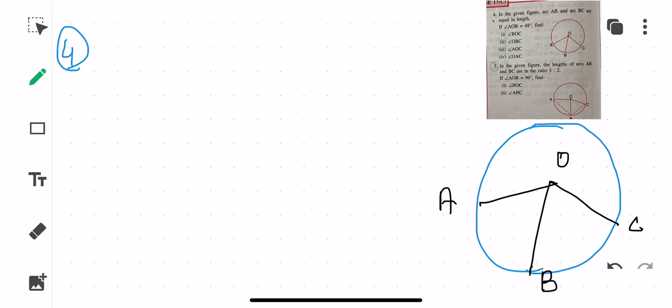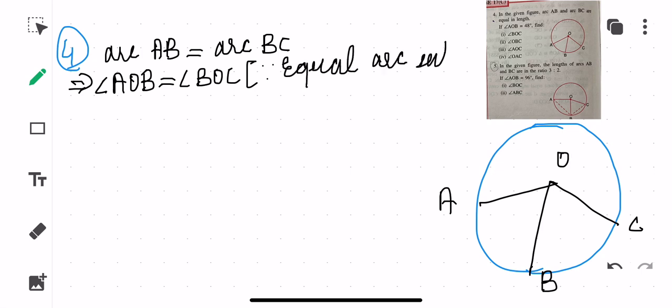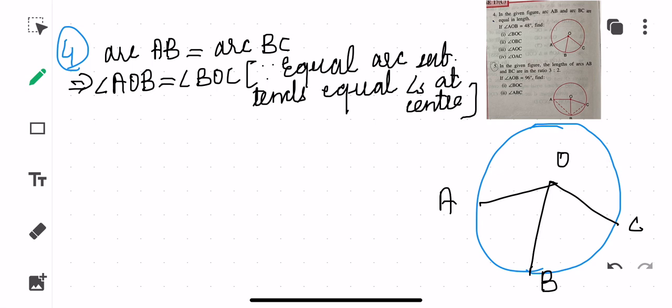Here they have given the measure of arc AB is equal to the measure of arc BC. So this implies what? That angle AOB will be equal to angle BOC. What will you be writing? Since equal arcs subtend equal angles at the center. This is the reason that you are going to give.